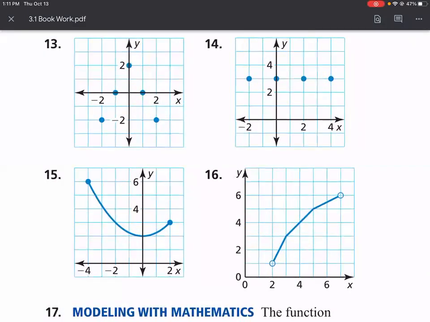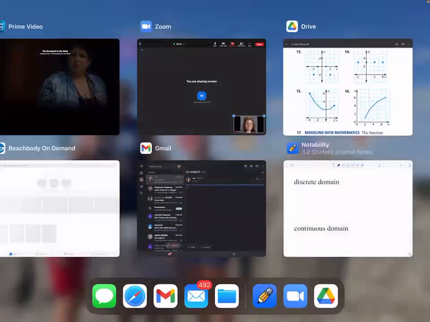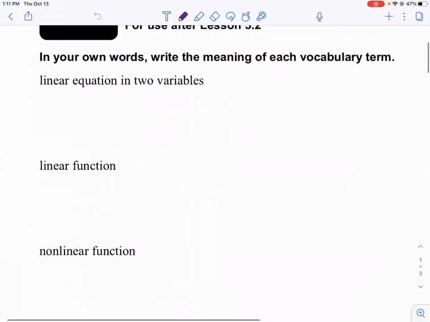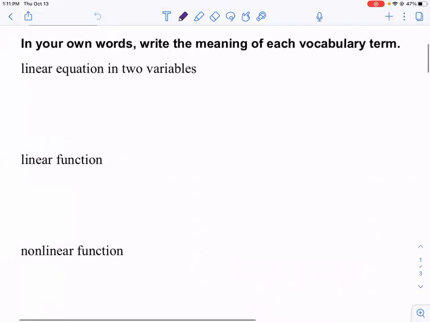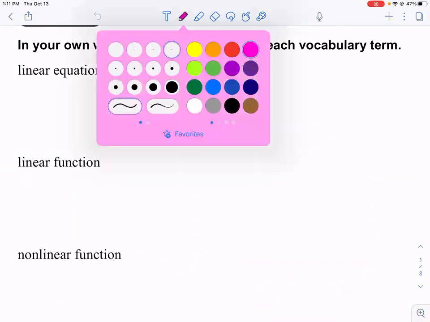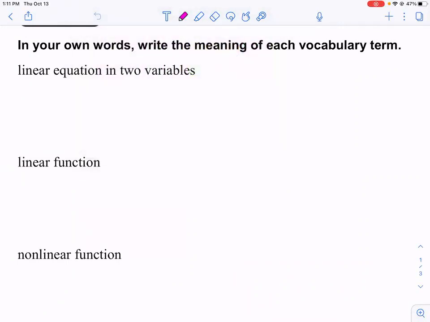Are you okay? Okay, so our main focus today is going to be the difference between a linear and a nonlinear function. Okay, so when I say linear, it means like line, and I'm talking about a linear equation, it is representing a line.